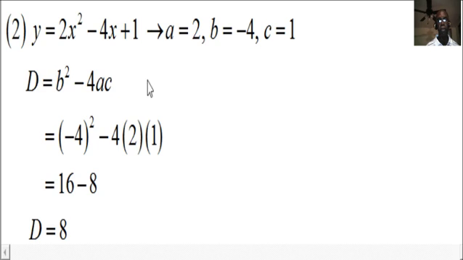Given the quadratic function y equals 2x squared minus 4x plus 1, a equals 2, b equals minus 4, and c equals 1. The discriminant is given by the formula d equals b squared minus 4 times a times c. Substituting these values gives us d equals negative 4 squared minus 4 times 2 times 1. This equals 16 minus 8. D equals 8. 8 is not a perfect square, therefore this quadratic function has two real, irrational solutions. We can also examine this on a graph to see what we mean by two real solutions.